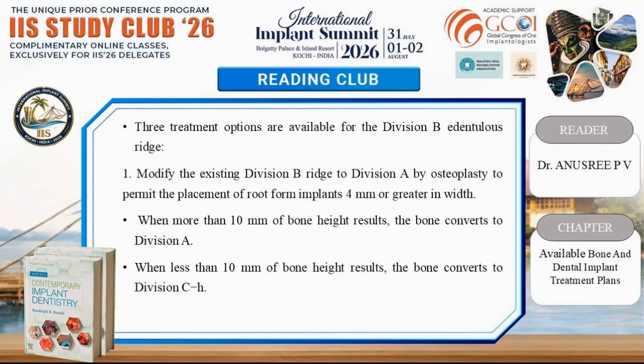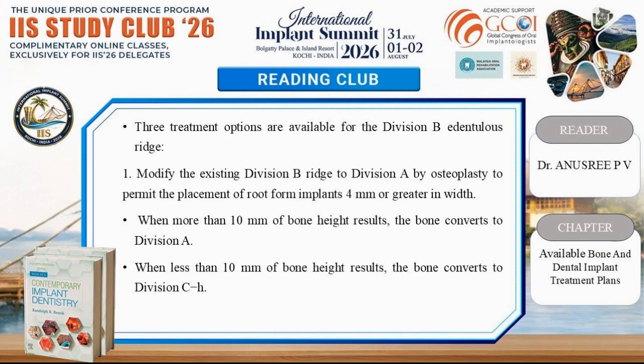And there are 3 treatment options available for the Division B edentulous ridge. One is to modify the existing Division B ridge to Division A by osteoplasty to permit the placement of root form implants 4 mm or greater in width. When more than 10 mm of bone height results, the bone converts to Division A.